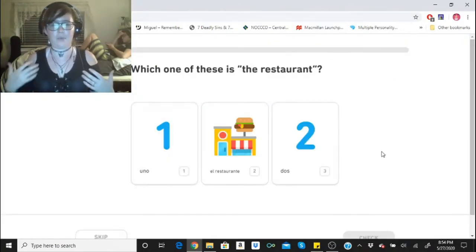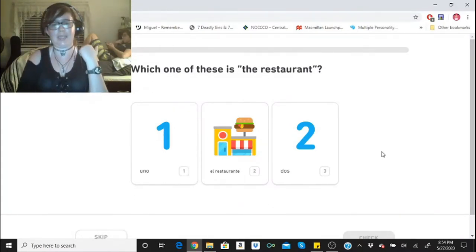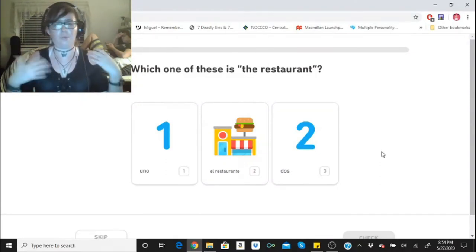So just a heads up, I will not be doing the speaking portions of it, but I will be doing this, and I will be saying the word along with them or whatever it may say, but I will not be doing the speaking portions of Duolingo.